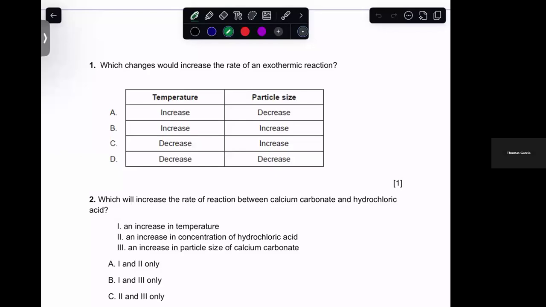All right, y'all. So today we're going to do the rate, SL, and HL test. I'm starting with the SL material, and at the end, I'll go back to do the HL material. So, with that said, let's start with number one of the SL section.